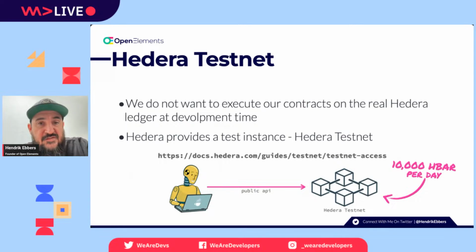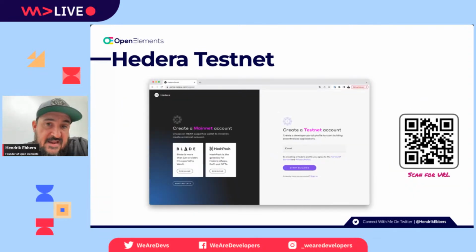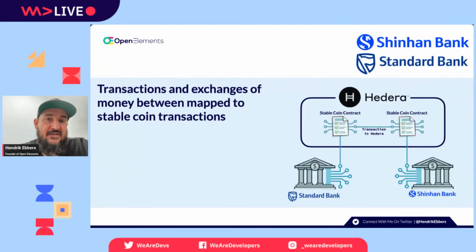For this network, you get HBAR, which is the native currency of the Hedera network. You get 10,000 HBAR per day, which is more than enough to play with the network, really do transactions, and create your own code. There's a super user-friendly entrance where you just create an account in the portal. I added a barcode to scan here too. And then you can start playing with the network. Things you can do on the network, we've seen, for example, the POC that the Standard and the Xi'an Bank did.